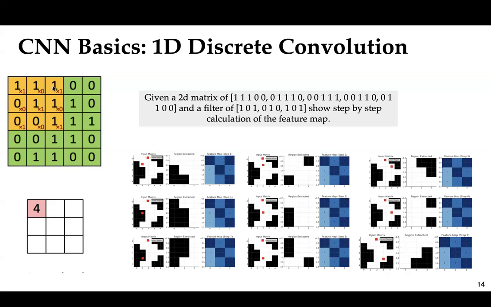How does that change in the case of 2D? Here I have a filter of 3 by 3 and an input matrix of 5 by 5.